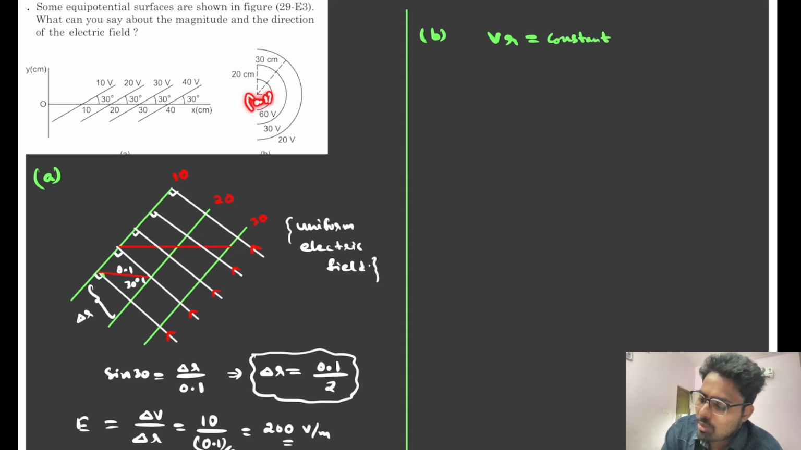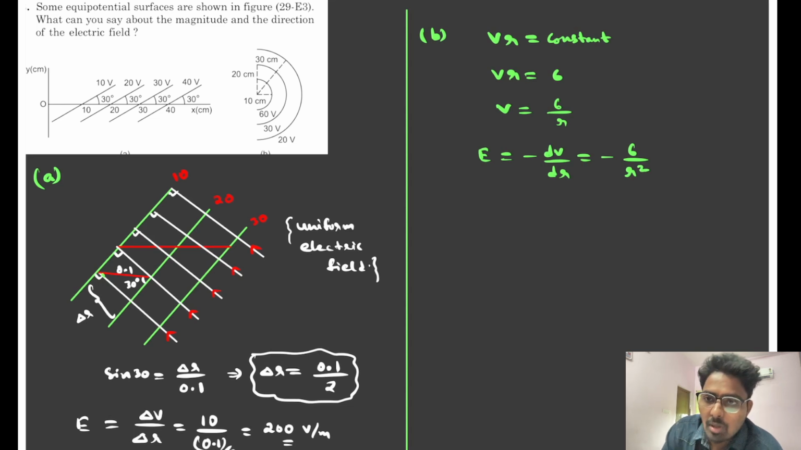What is that constant value? 0.1 into 60, you are getting 6. So VR equals 6, which means V is nothing but 6 by R. Then what is the value of electric field? Electric field is nothing but minus dV by dr. So what will you get? Minus 6 by r square, since the differentiation of 1 by r is minus 1 by r square.